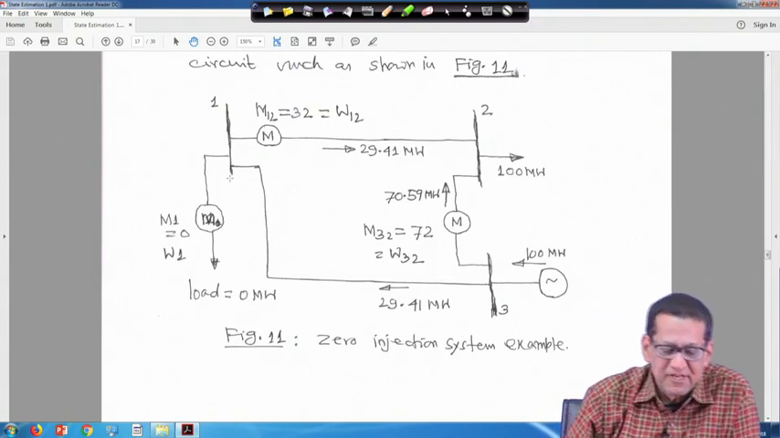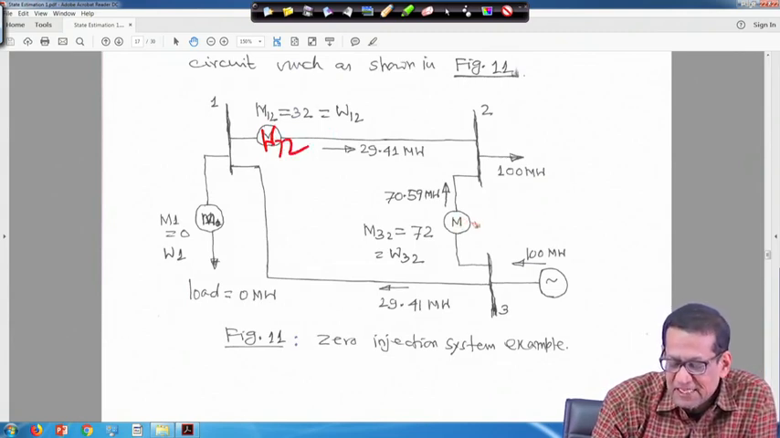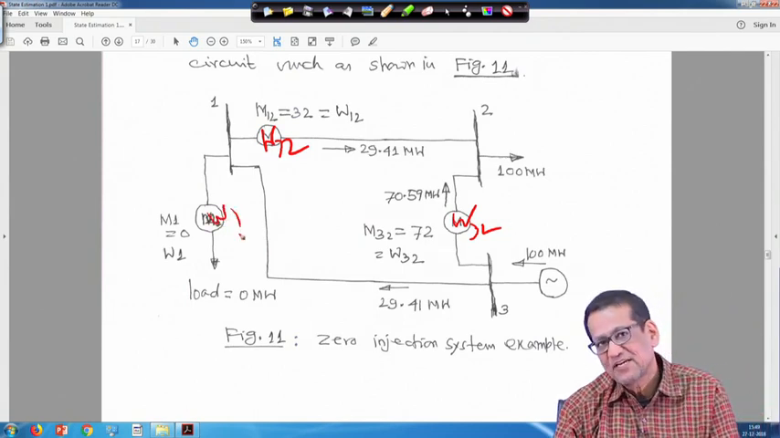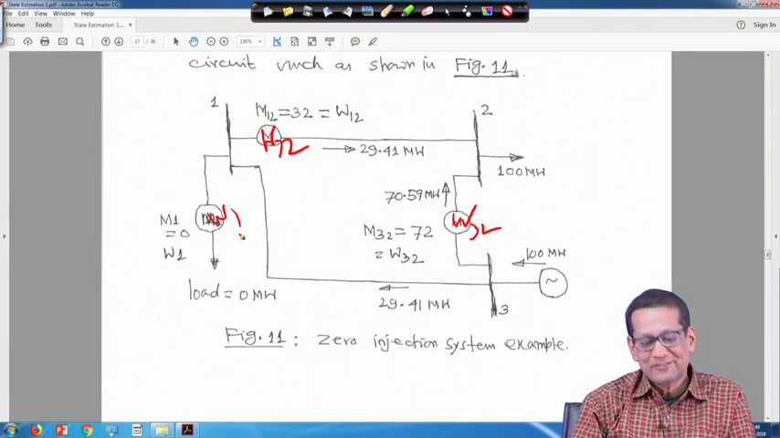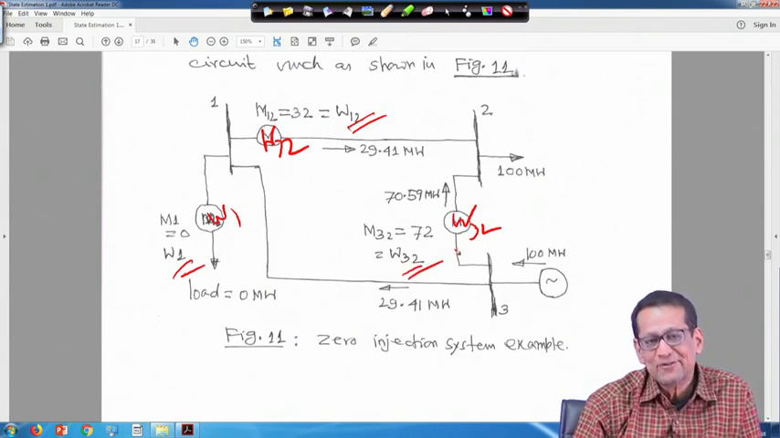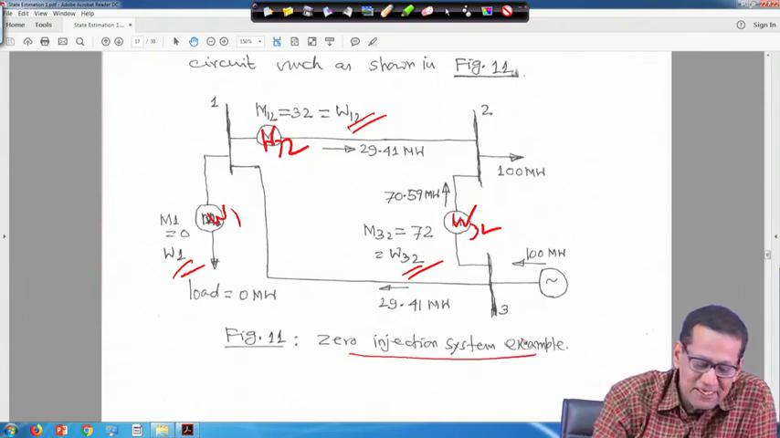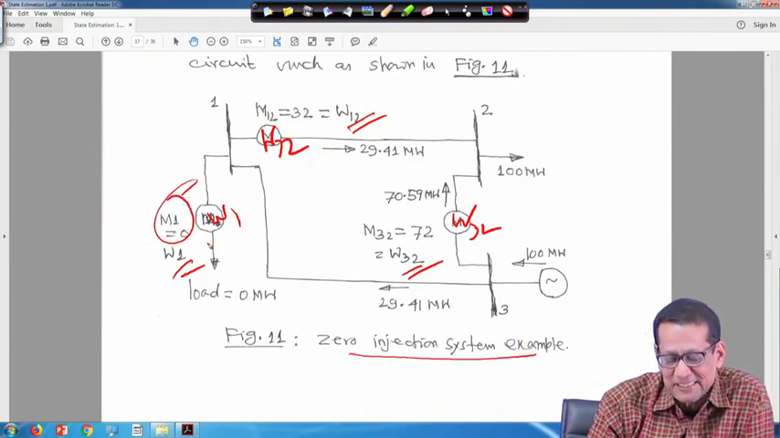So, these are meters. Meter M12 is nothing but W12, M32 is nothing but W32, and here it is M1, so it is basically W1. When I write meter, I put W and M so that there should not be any confusion, right. So, this is a 0 injection system example. Here the injection should be 0, because the load is 0, so no power injection.